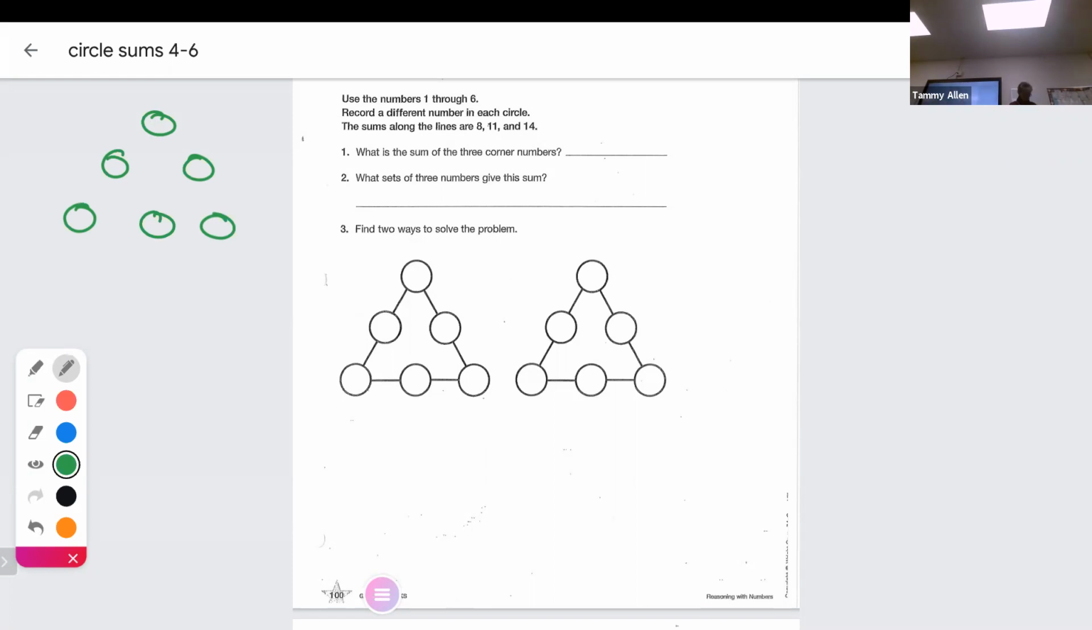If you have your number tiles out, here's one way we can approach it. Find 3 numbers using the 1 through 6 that give you a sum of 14. A sum of 14. We're just going to do it together here, but just try to find a sum of 14 using any 3 number tiles, 1 through 6.